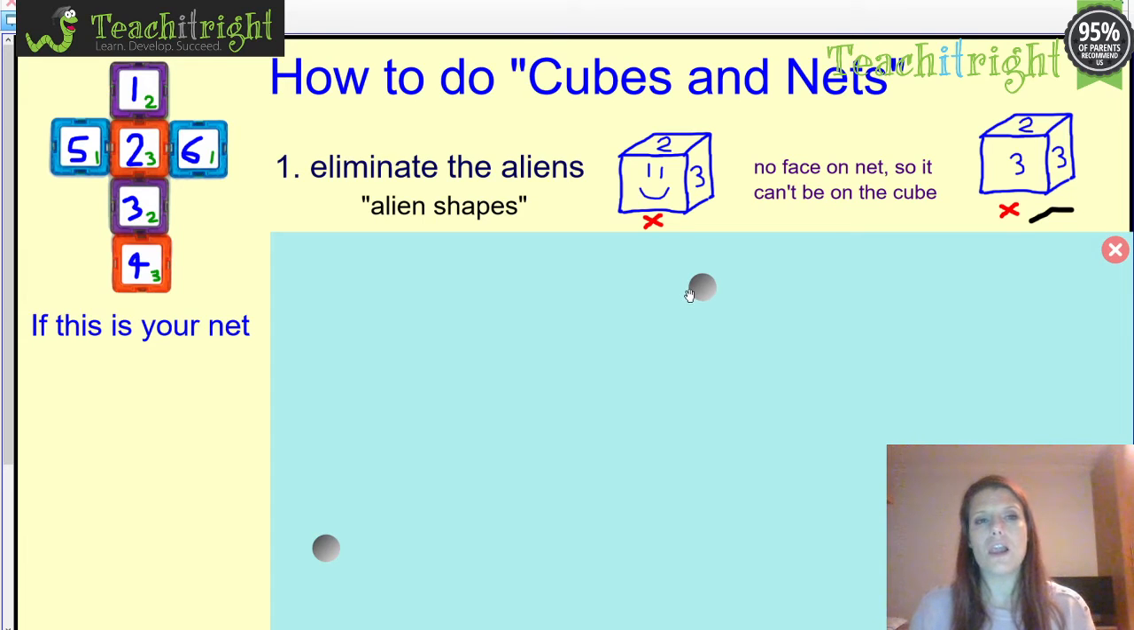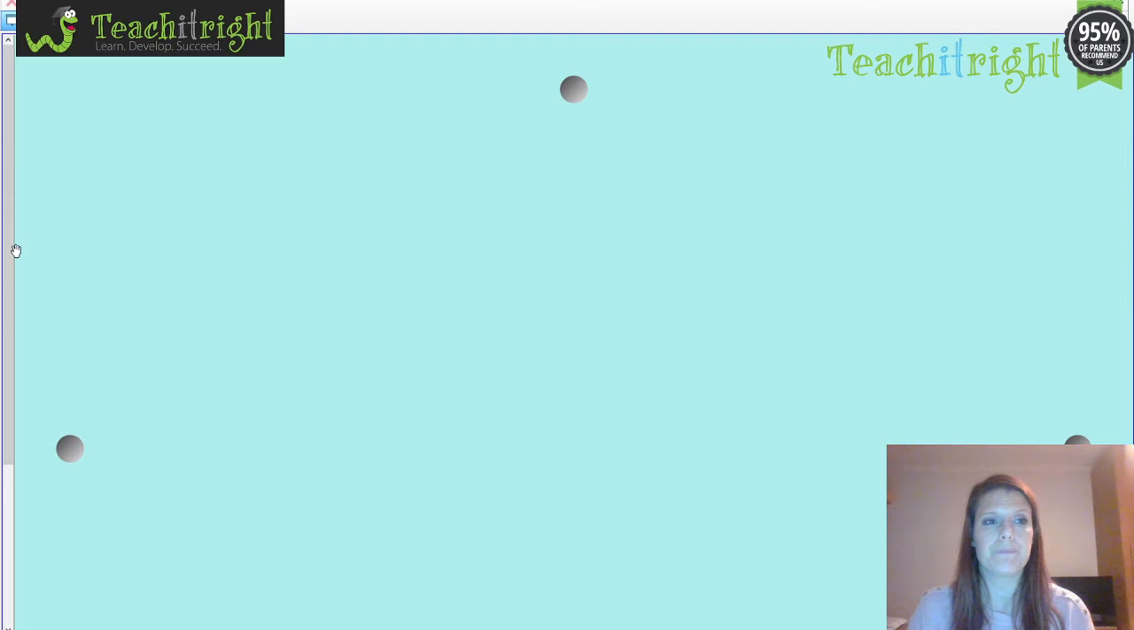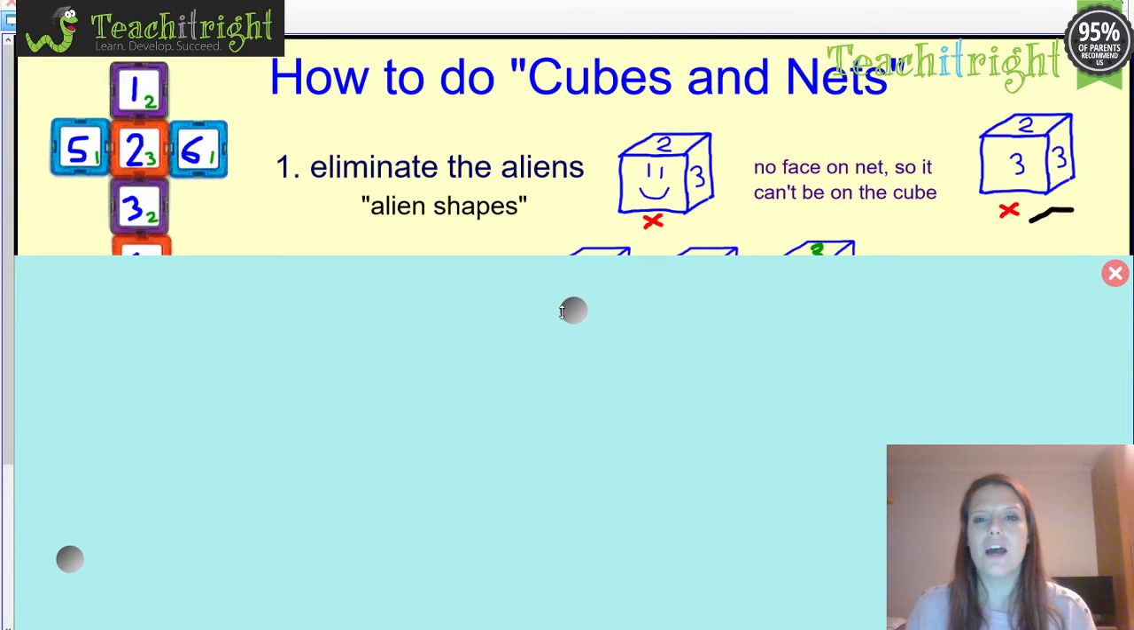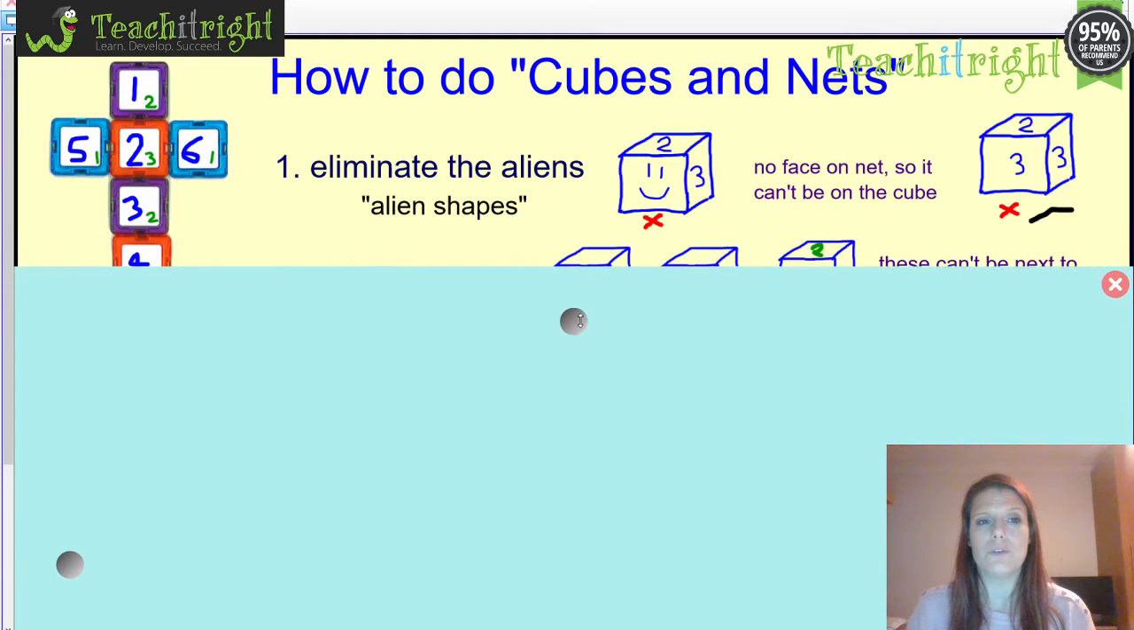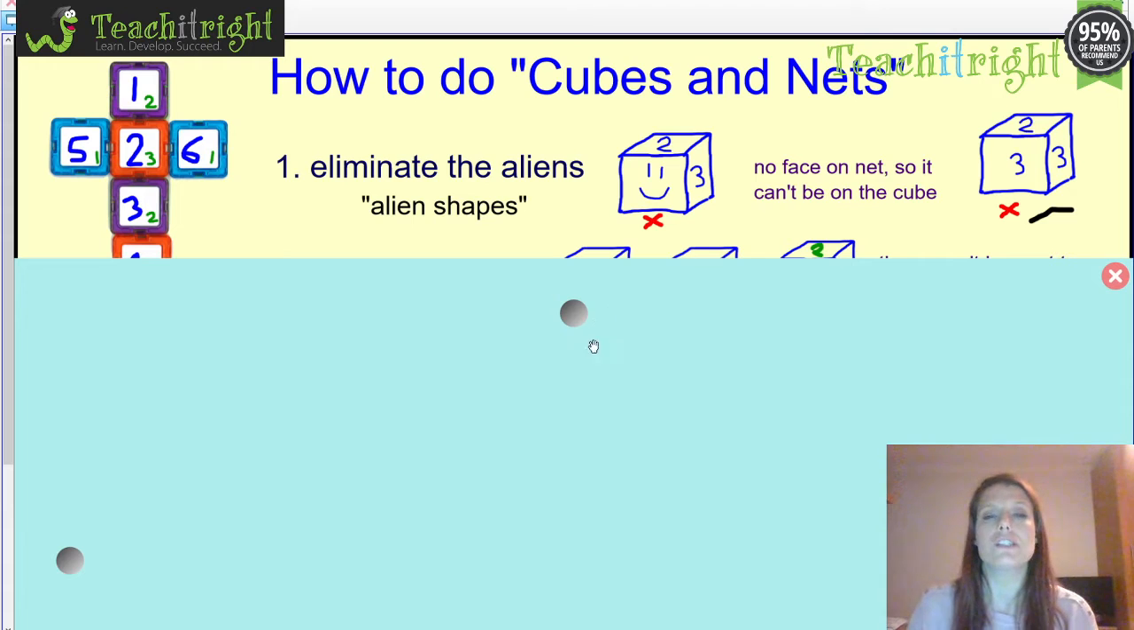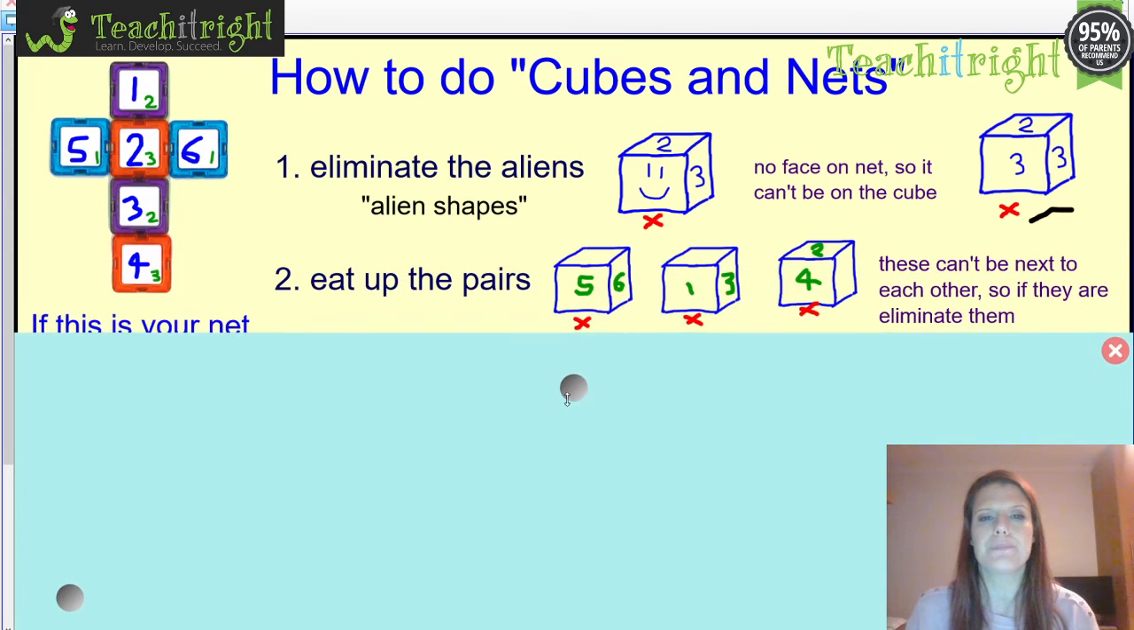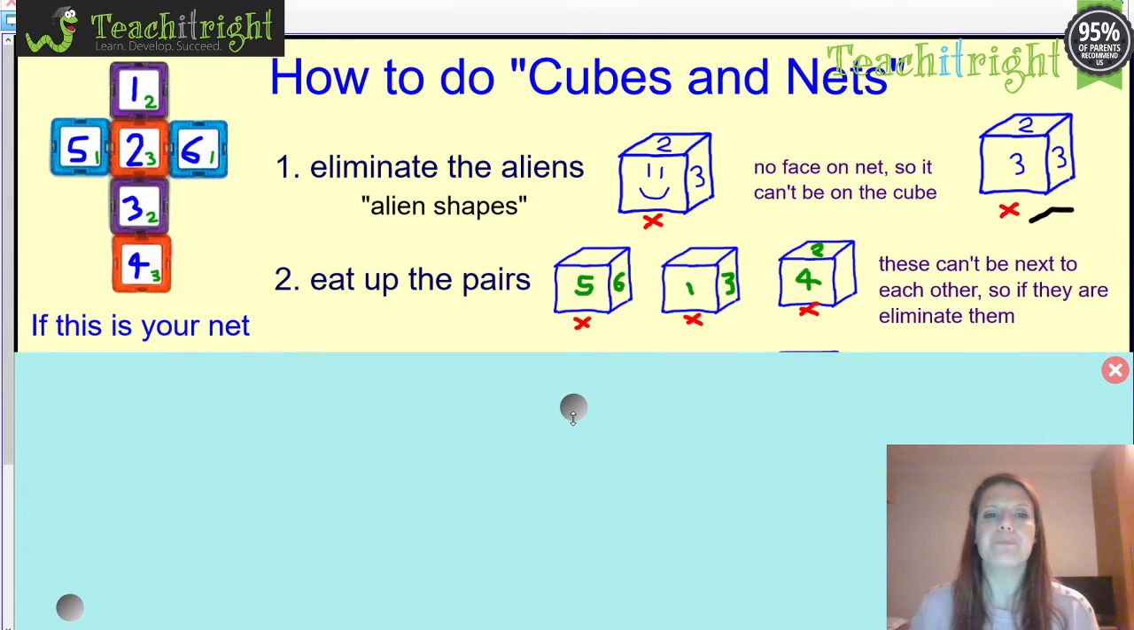So you have to look closely at your net and the given cubes and look at the faces. So the first thing, is there anything that doesn't belong? Do write these steps down in your jotters so that you can remind yourself of what to do. So step 1, aliens. Eliminate the aliens. Step 2, you're going to eat up the pairs.